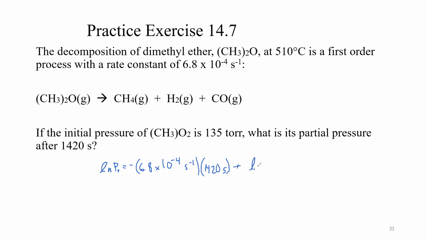And then we've got the natural log of the initial concentration, or the initial pressure in this case, I should say, which is going to be 135 torr. So when we go through, we'll get the natural log of that partial pressure at time t is going to be equal to just under 4, so 3.94.